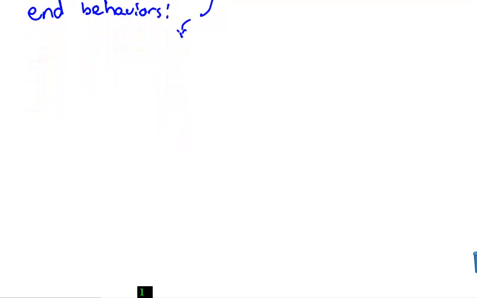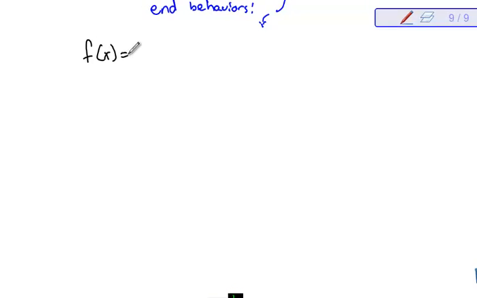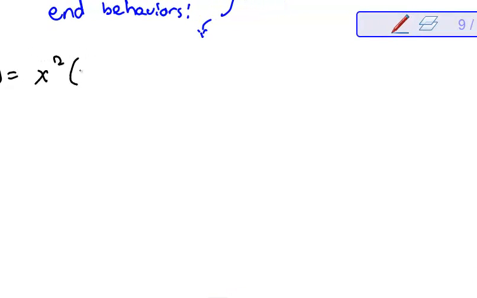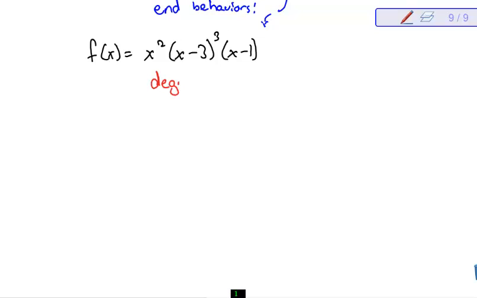Let's continue looking at a couple of other examples. If I have f of x is equal to x squared times x minus 3 to the third times x minus 1. Again, this one we have to find our degree a little bit differently. This one is where we add up our degrees. So the degree of my polynomial, 2 plus 3 is 5 plus another 1. The degree of my polynomial is going to be 6.